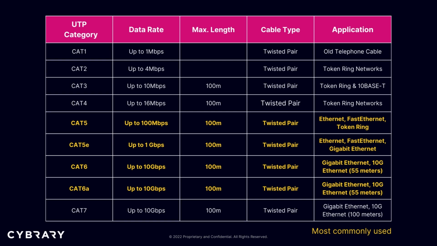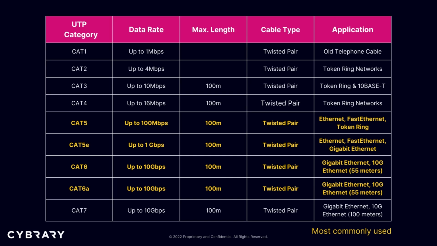Then, as technology advanced, we needed a way to move more data over twisted pair. So that's where Cat 6 came into play. Cat 6 improved our throughput up to 10 gigabits per second. Same distance limitation, same twisted pair, but now it's rated for gigabit networks and 10 gig Ethernet, and that's only rated to 55 meters.